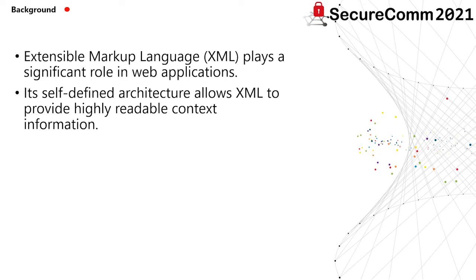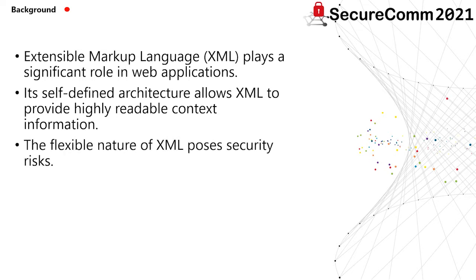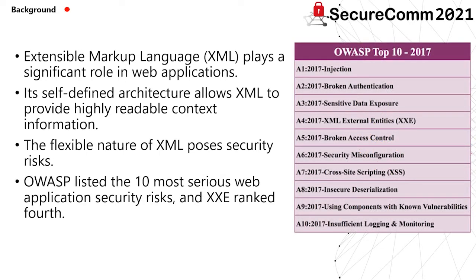It is used for configuration files, document formats, image headers and network protocols. Its application is so common that any problems with it could have catastrophic results. The flexible nature of XML poses security risks. Inappropriate entity resolution may lead to several vulnerabilities. OWASP listed the 10 most serious web application security risks, and XXE ranked 4th.